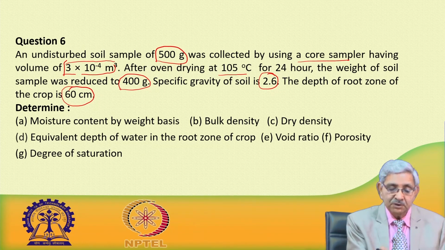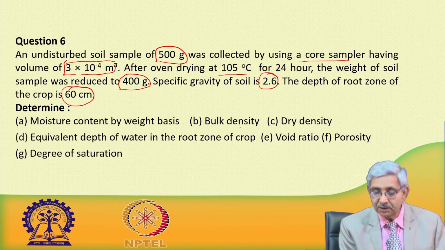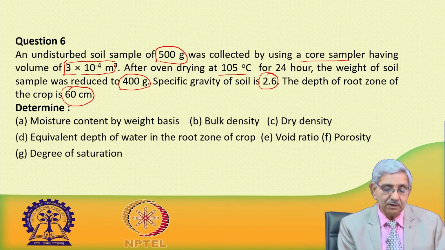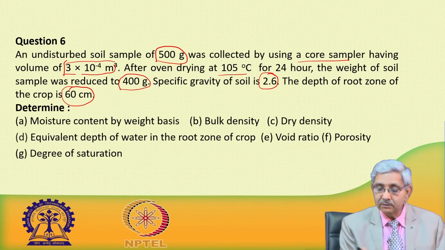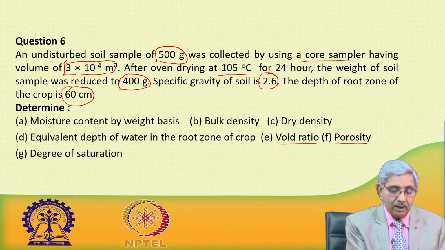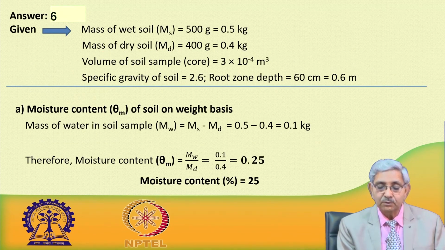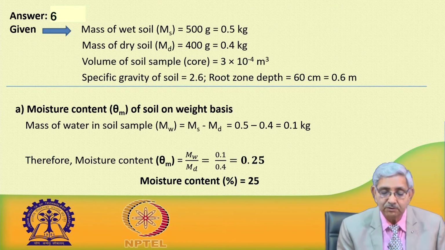Now, from these given data we will work out the moisture content by weight basis, we will find out the bulk density, we will determine the dry density of the soil, we will find out the equivalent depth of water in the 60 centimeter root zone of the crop, and we will work out the void ratio of the soil, the porosity of the soil and the degree of saturation. So, let us try to solve this particular problem.